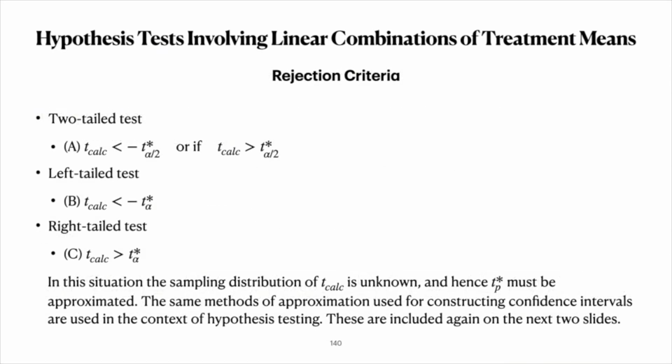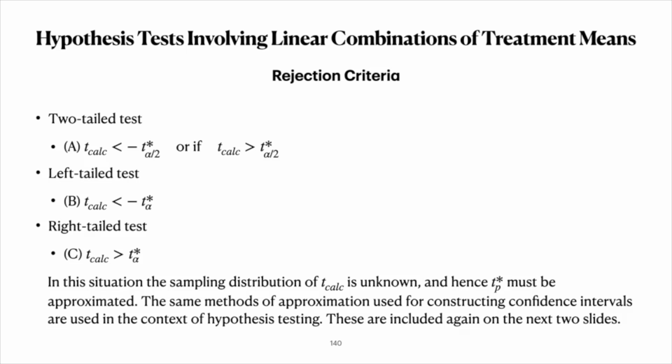All right, so now let's look at the rejection criteria. And you'll notice here that the critical points all have a star in the superscript. And that is because in this particular situation where we're testing hypotheses involving non-contrast linear combinations of the treatment means, the sampling distribution of the test statistic t-calc is unknown.